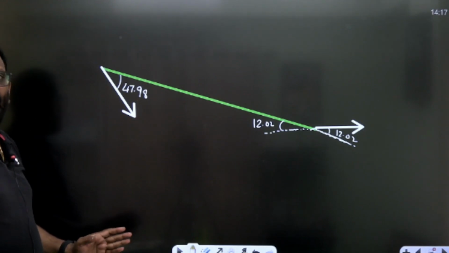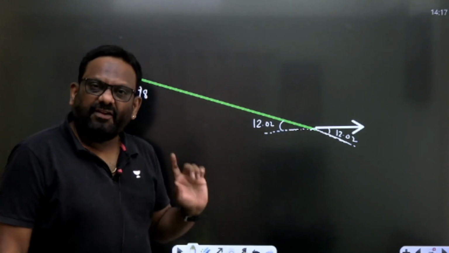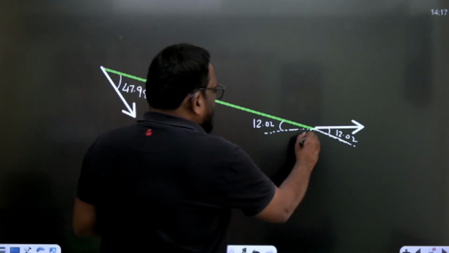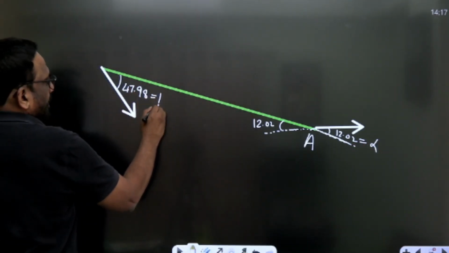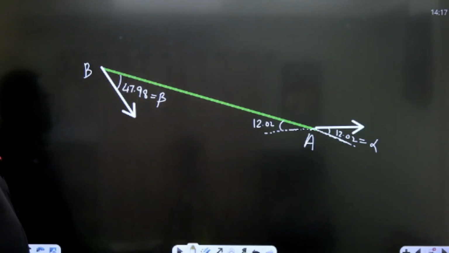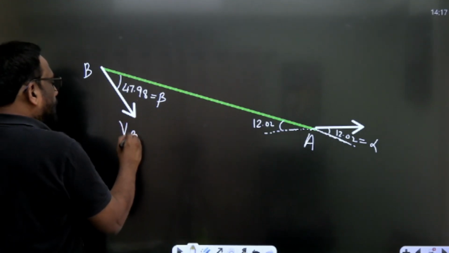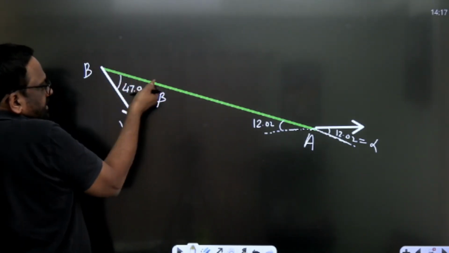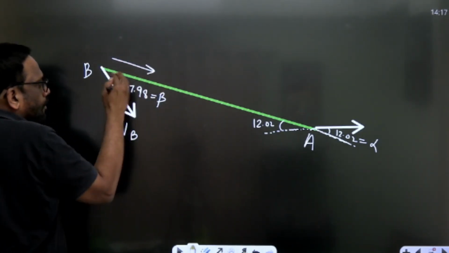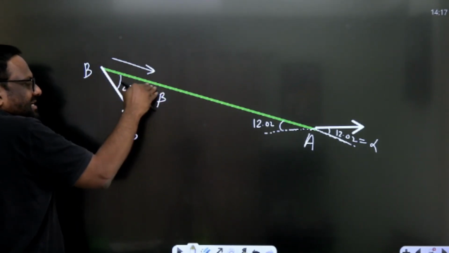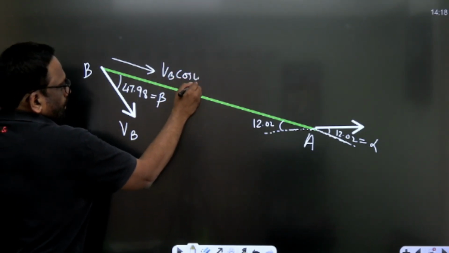It is a rigid bar. For a rigid bar, will there be any relative velocity along the link? No. It will be VA cos alpha. If this is point A, alpha is 12.02 and this is beta, suppose, this is point B. So many questions I have done in class. So what is the velocity? This is velocity B. What is the component of this velocity along the link? Opposite is sin and this will be cos. So the component of this velocity in this direction along the length of the link will be VB cos 47.98.